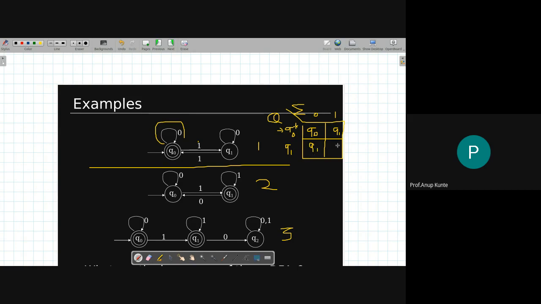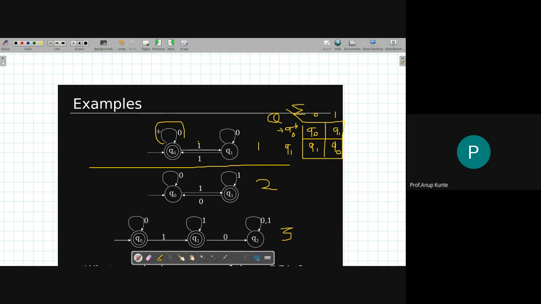Okay, it is easy to fill up this table, right? You will understand now how to fill it up. From Q1 on input 1, I go back to Q0. Right? Very much straightforward and easy. I hope it is for you. Did you understand how I filled the table?